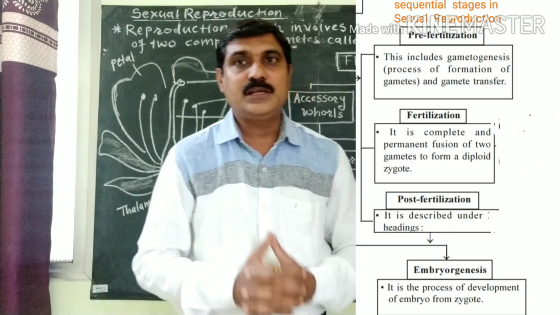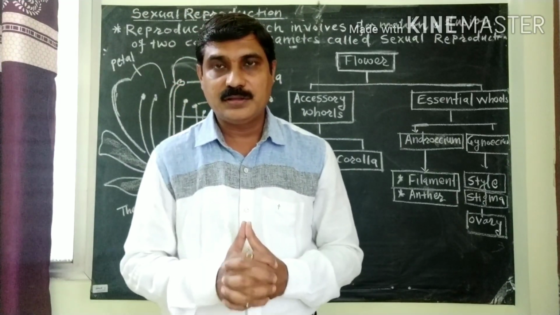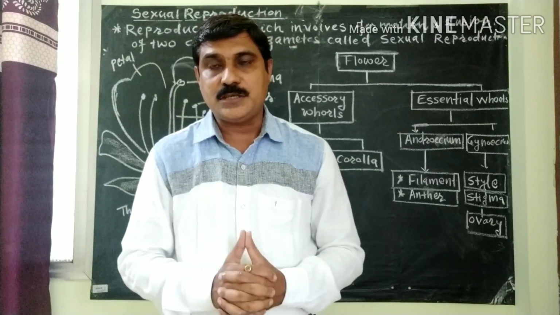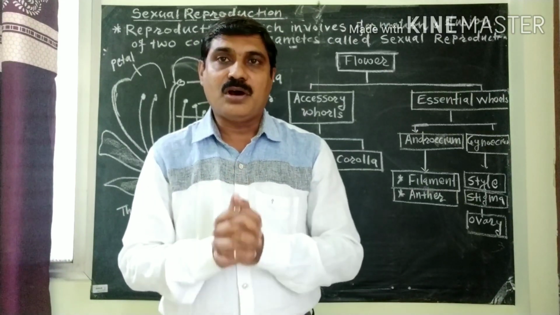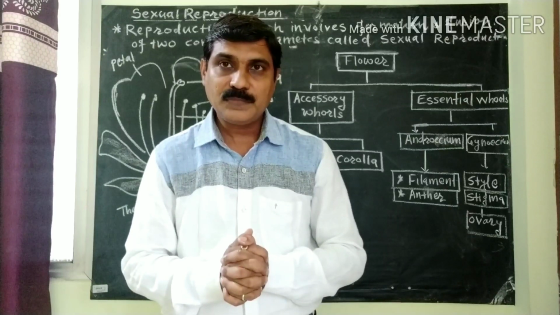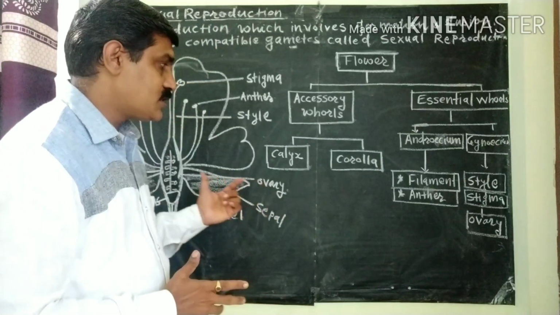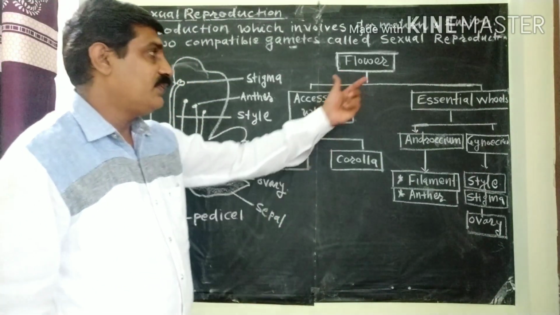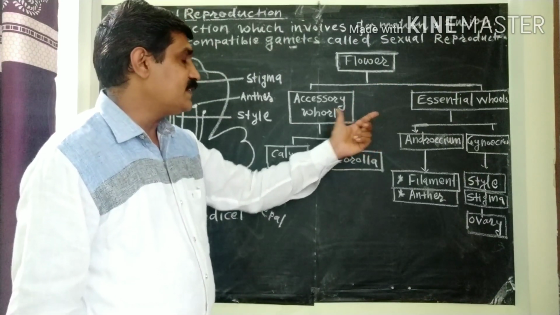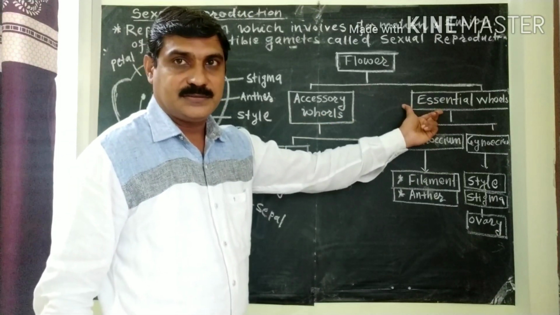Let us discuss the structure of a typical flower. First of all, what is a flower? A flower is the modification of the shoot system in a plant for sexual reproduction. Whenever we study the structure of a typical flower, there are whorls present, which are classified into accessory whorls and essential whorls.